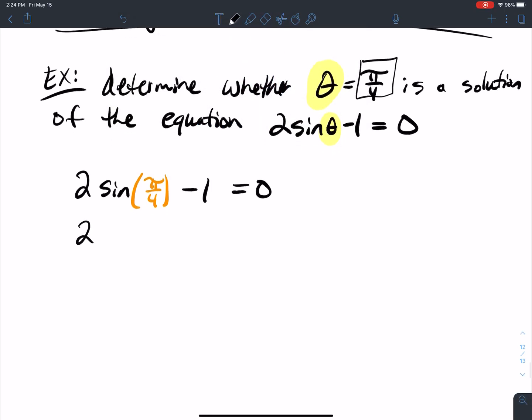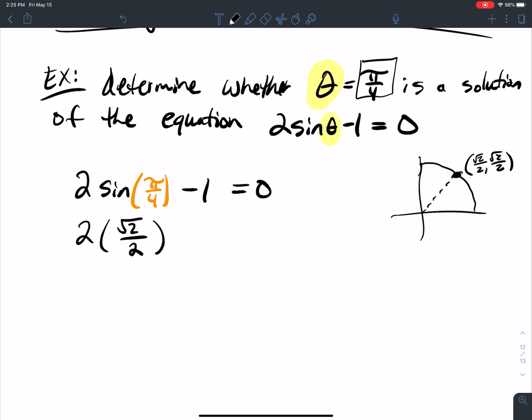So 2 times, now what is the sine of pi over 4? That's the square root of 2 over 2. If you're having trouble remembering this, you have got to memorize this from the unit circle. I cannot stress how important knowing the unit circle is. You're just going to have a hard time for the rest of this class, and then Cal 1, Cal 2, Cal 3 for the rest of your math career if you don't know the unit circle. So you've got to get it memorized, okay?